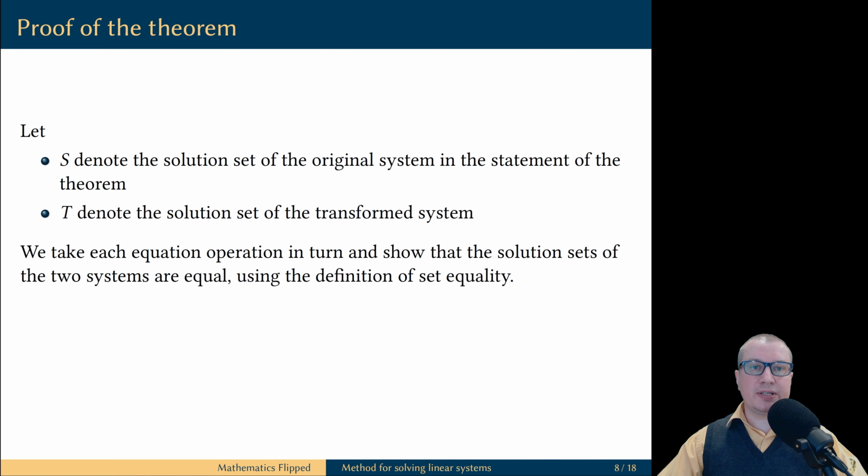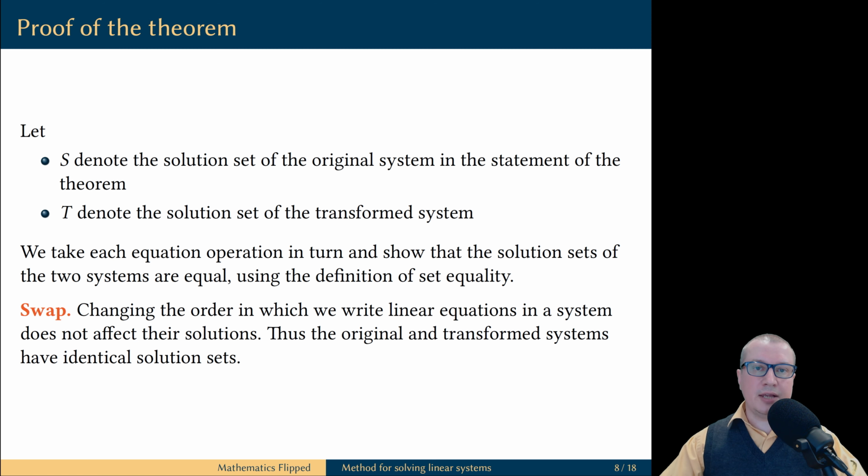Now that we distilled the essence of what exactly we need to prove, let's get to it. Let S denote the solution set of the original linear system, and T denote the solution set of the transformed linear system that we obtained from the original system by applying one equation operation. There are three types of equation operations, so we're going to handle each type at a time. The case of a swap operation is trivial because by changing the position of equations in a system, in no way we affected the solution set of the system. So in this case, it's obvious that a transformed system and the original system have the same solution sets.